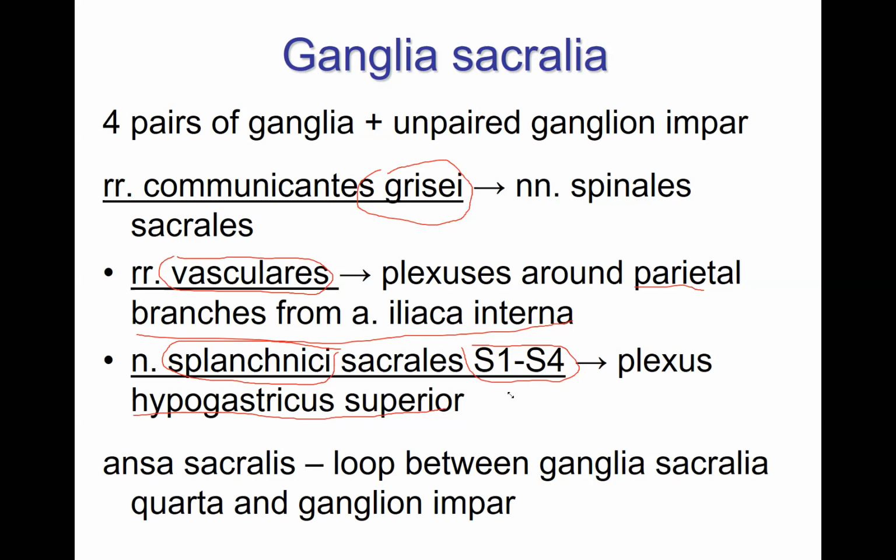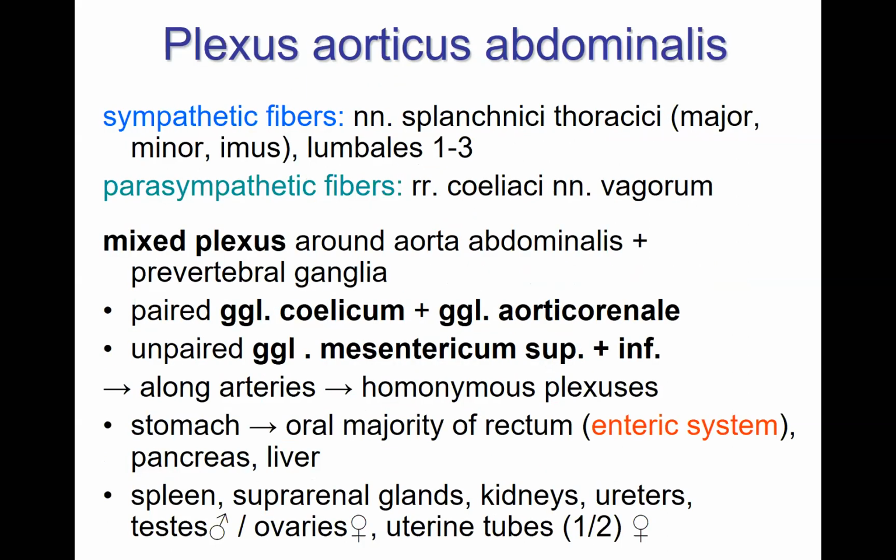We will talk about these in detail so we will understand them. And we have talked about the sacral ansa, sacral loop, which is the loop between the last sacral ganglia, the 4th one, and the impar ganglion at the end. So this is just to summarize. And now, last important information is about the plexuses. The abdominal aortic plexus and then the superior hypogastric plexus.